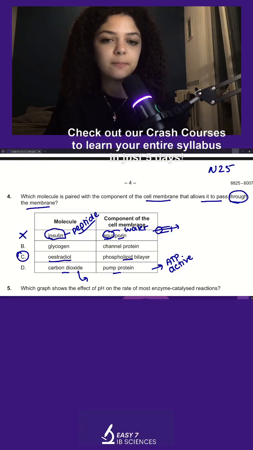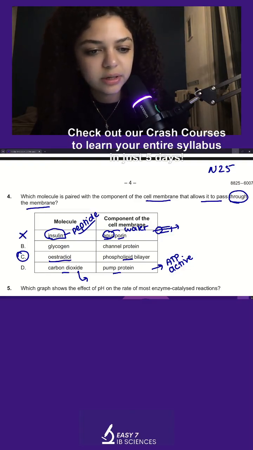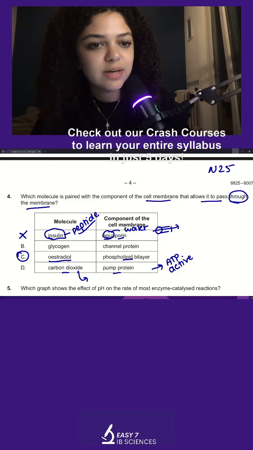protein, guys. My camera's glitching a bit. Oh, I'm so sorry. I don't know how to fix it. I think it's my internet connection. Thank you for the rose, guys. I really, really appreciate it.